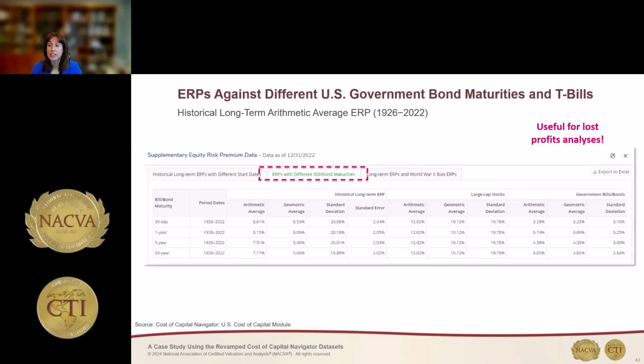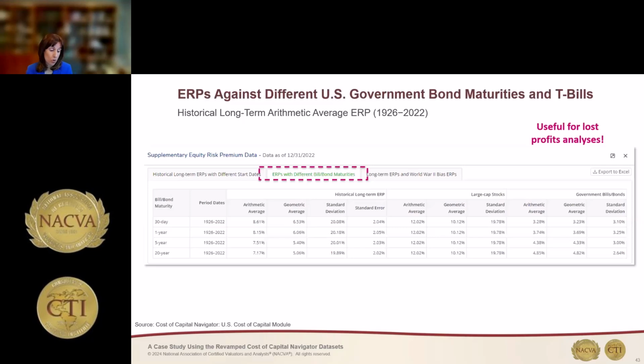And then finally, for those of you who use lost profits, if you're in those kinds of businesses, we now have historical equity risk premium against different bond maturities, because the typical historical equity risk premium that people look at is against the 20-year yield. So it's a long-term equity risk premium. But guess what? If you have a dispute over the next 5 years, that historical ERP is not the same.